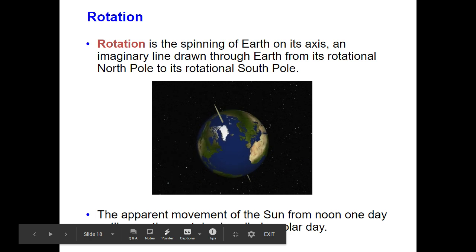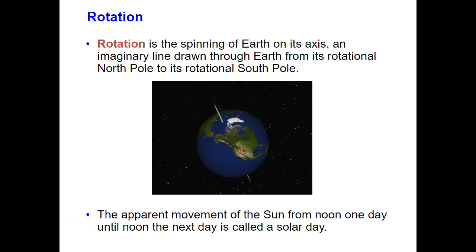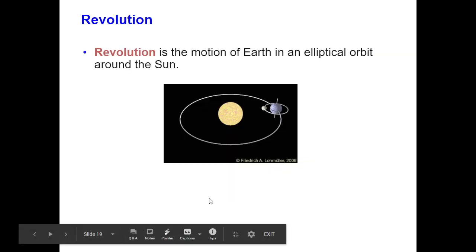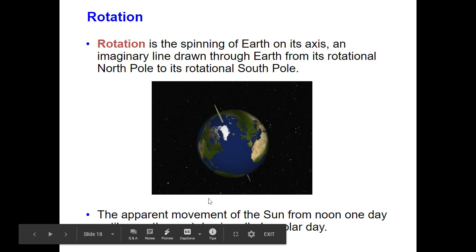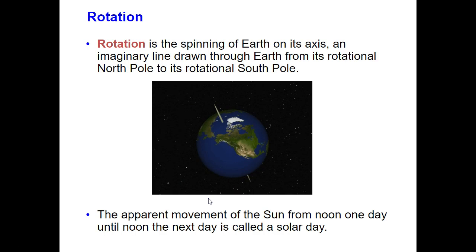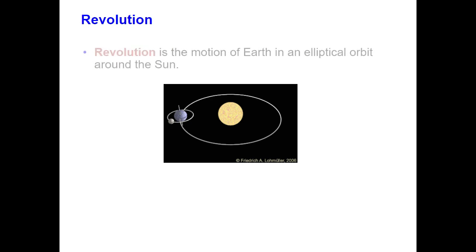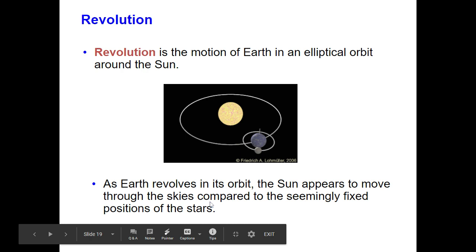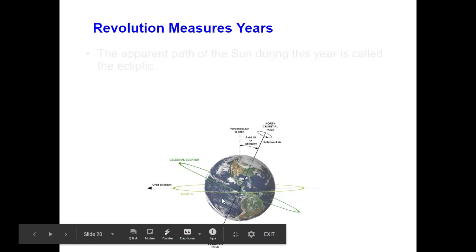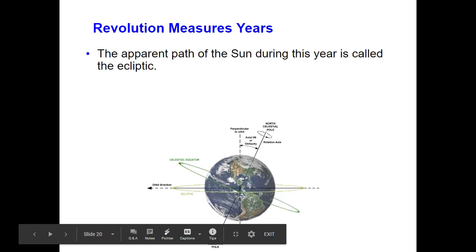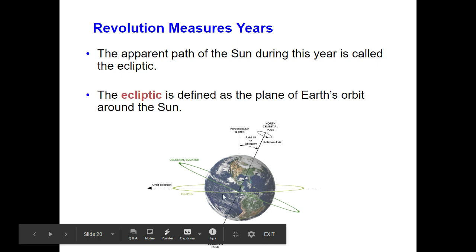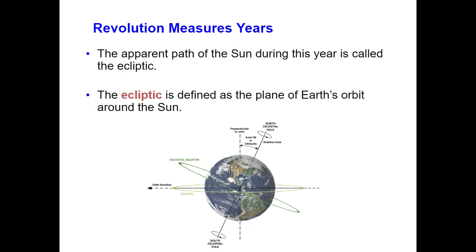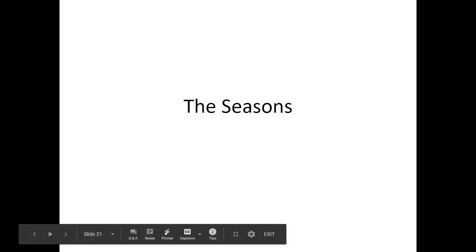So rotation is the spinning of the Earth on its axis. A revolution is one time around the sun. So rotation on the axis, one rotation is 1 day. A revolution is one time around the sun, so one orbit. That's a year. So revolution is measured in years. Ecliptic is defined as the plane of the Earth's orbit around the sun, because it's an ellipse.